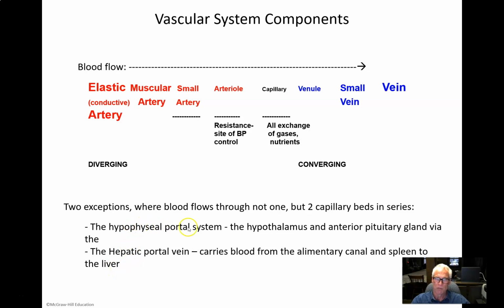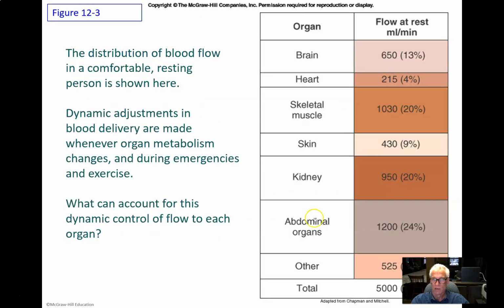The hypophyseal portal system, you know about that one. That's a special way of delivering blood from the hypothalamus, carrying some important hormones, down to another capillary bed of the anterior pituitary gland. So the hypothalamic hormones get to the pituitary gland by way of this portal system, going from one capillary bed to another, and then back to the heart.